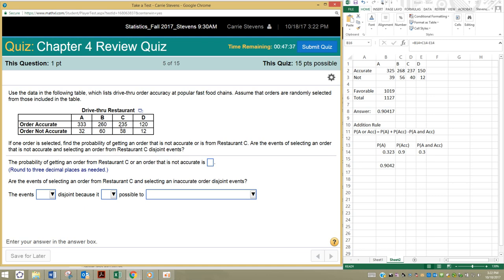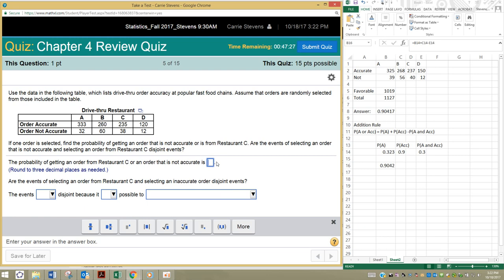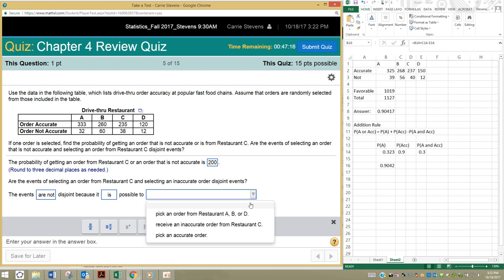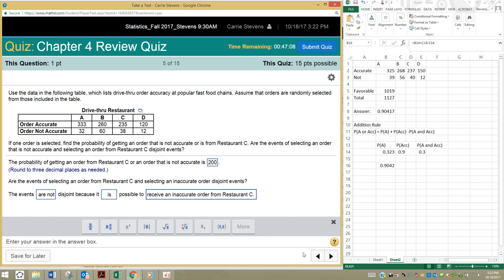Well, this is the exact same question that I just answered, and I don't feel like doing it again, so I'm going to skip it. Even though I'm going to get it wrong, I don't care. They're going to let me skip it? Seems not. I'm just going to say 200, and that they are not disjoint because it is possible to select an order from restaurant C and an inaccurate order.